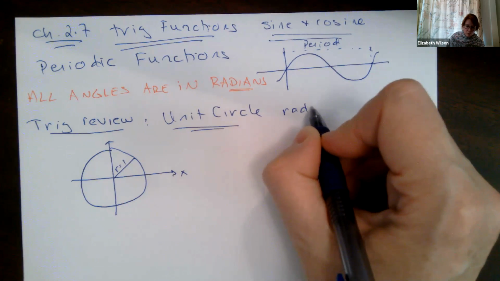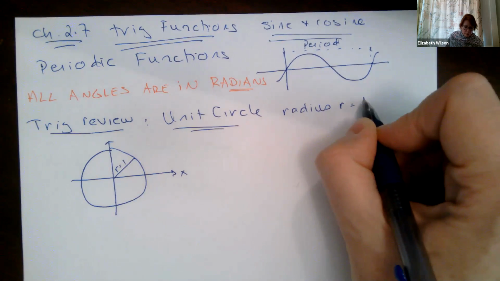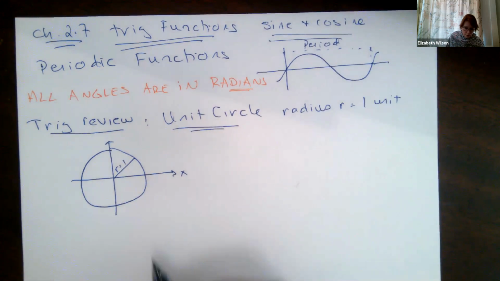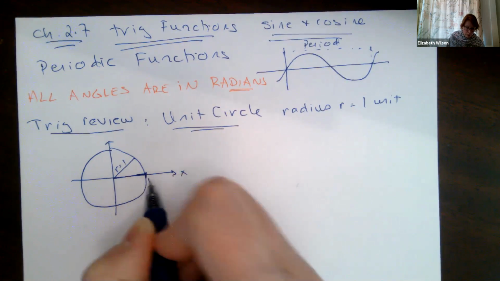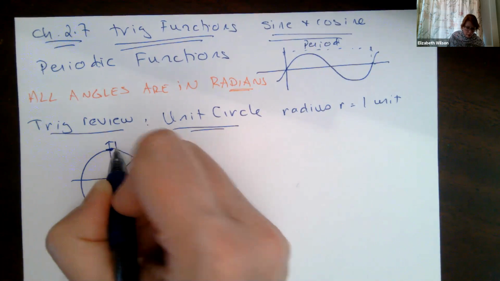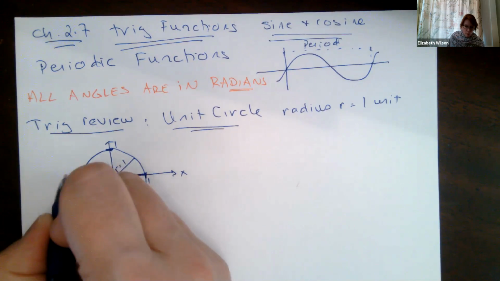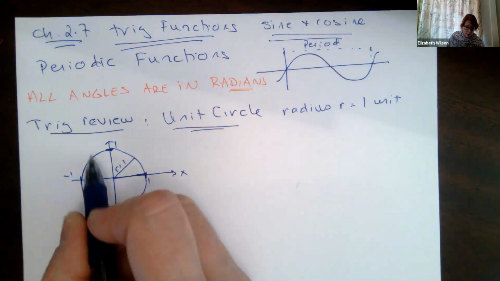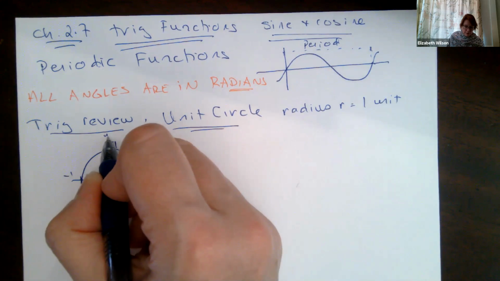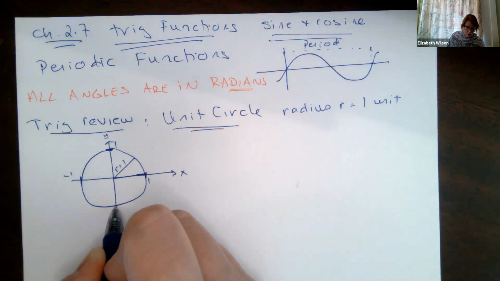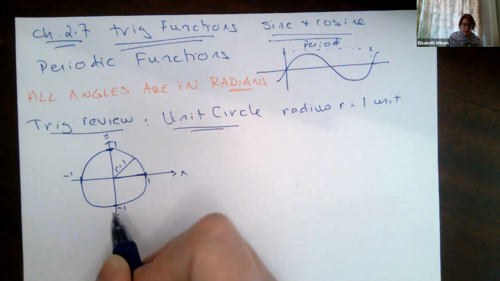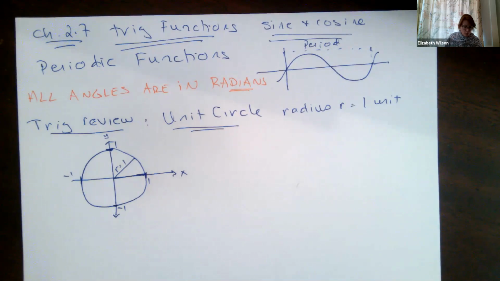Our radius r is 1 unit. This here is our radius, equal to 1 unit. This is also 1 unit in terms of its magnitude, but in terms of the quadrants, this is our x, this is our y-axis. This is a negative x-axis. Right here, we're dealing with a negative y-axis, but the radius, the magnitude itself, is still equal to 1.